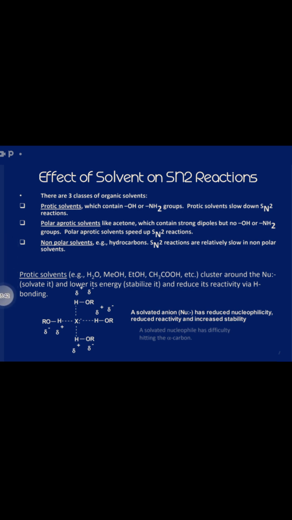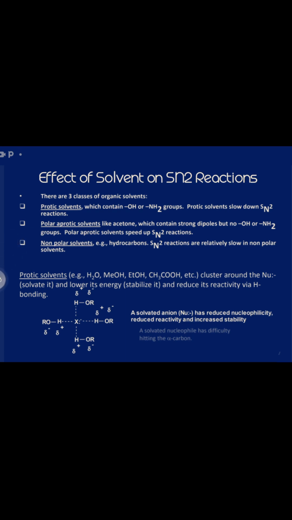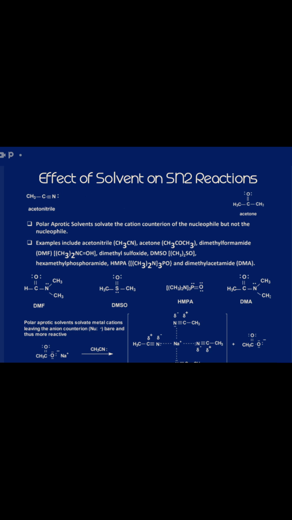So this is all about the solvent: a solvent containing OH and NH2 groups is called protic solvent, a solvent that does not contain NH2 and OH but has strong dipoles is called polar aprotic solvent, and a solvent that contains hydrocarbons is called a non-polar solvent. SN2 prefers the polar aprotic solvent, which speeds up the reaction, and this is the most important point.